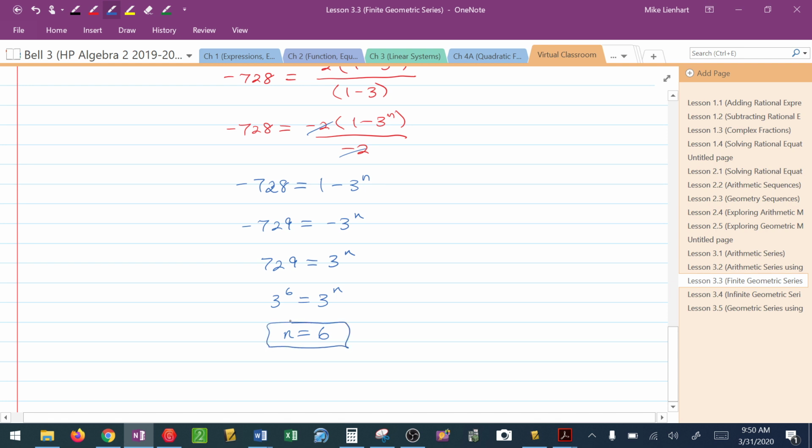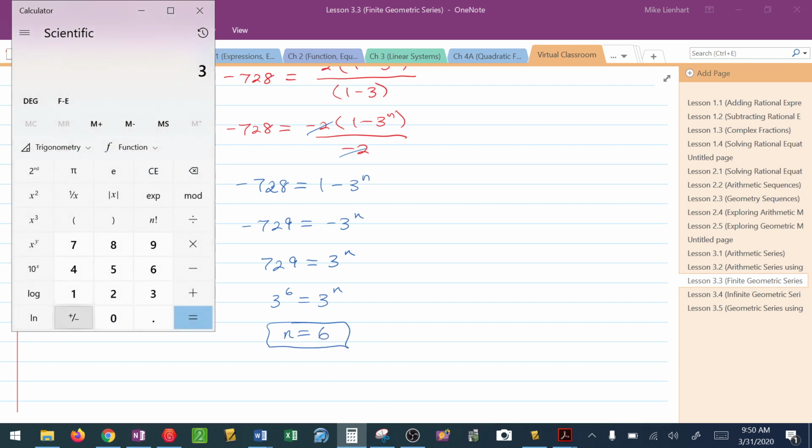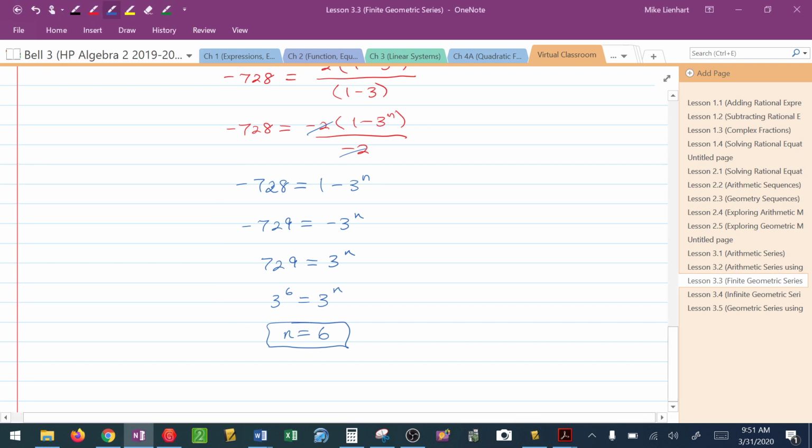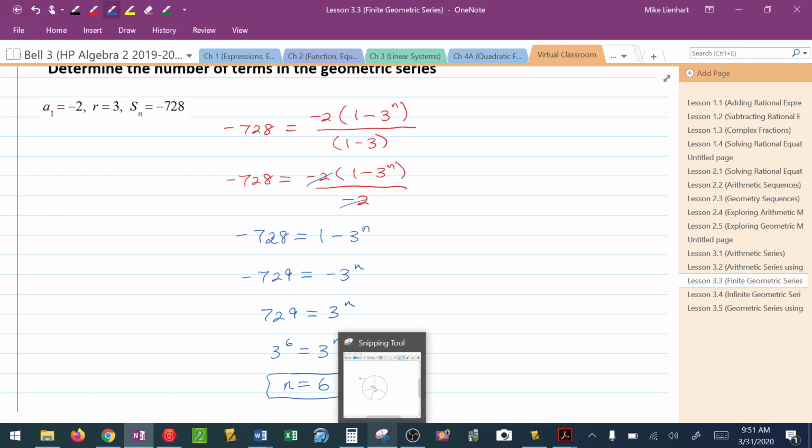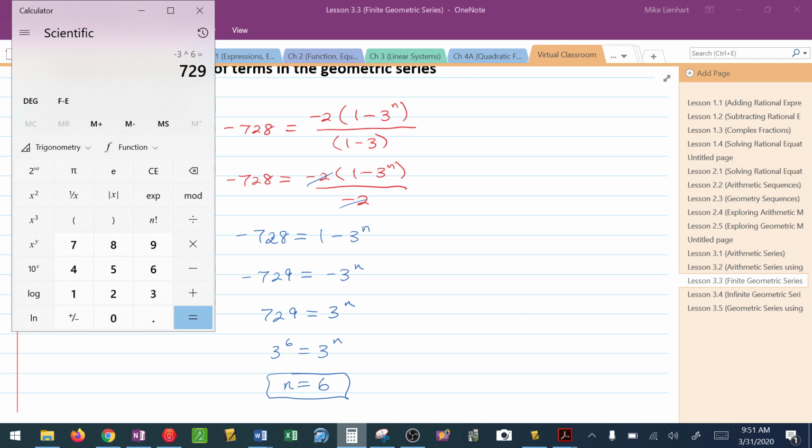It's interesting. Let me just check something here. If I have negative 3 and I raise that to the 6, that gives me 729, and I'm supposed to have negative 729. Anyway, we know that there have to be 6 terms, though. We can't have a negative set of terms. The other way that I can double check myself is I could take n equal to 6, and I could plug that into my formula to check it. I'm going to do that just for the heck of it and see if I made a mistake.